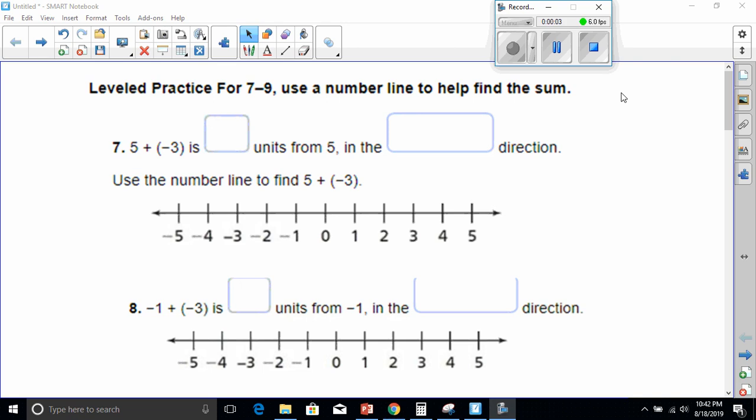Today we're going to be doing our homework for adding integers. I'm going to take number 7 on and get all the odd ones. That leaves you the even ones tonight. It says level practice for 7 through 9. Use a number line to help find the sum.